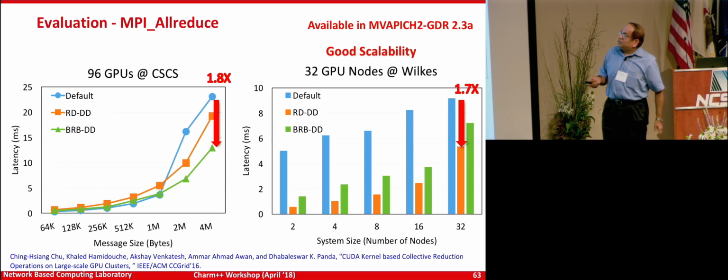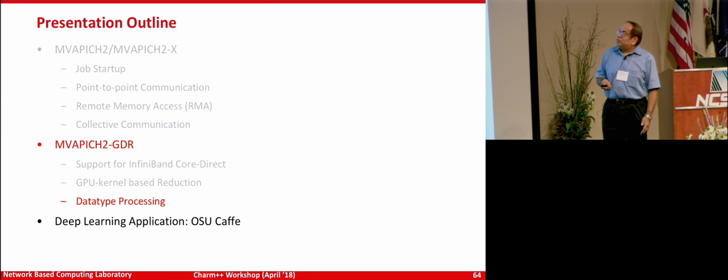This is an MPI all-reduce on 96 GPUs. You can get a factor of like 1.7x improvement in all-reduce. And as many of you know, if you improve all-reduce performance, the performance of a lot of applications improves.